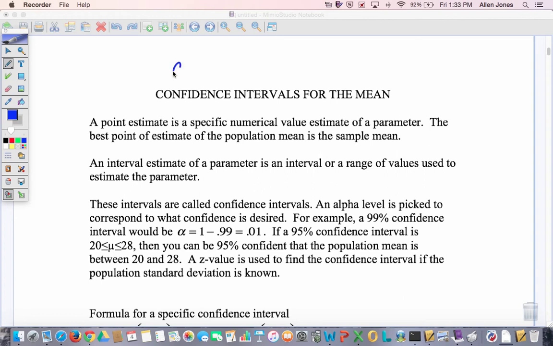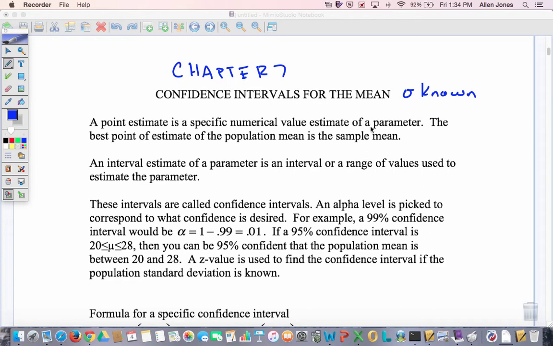Here to start chapter 7, we're going to look at confidence intervals. More specifically here in the first section, confidence intervals for the mean. The mean, and I'm going to add on to here that our population standard deviation is known. That comes into play as we move further into the chapter. Gives us some more information to deal with.